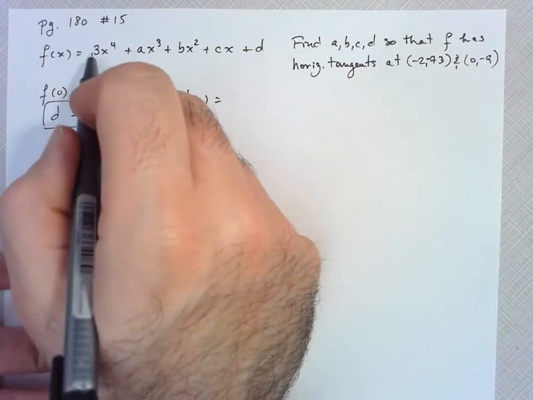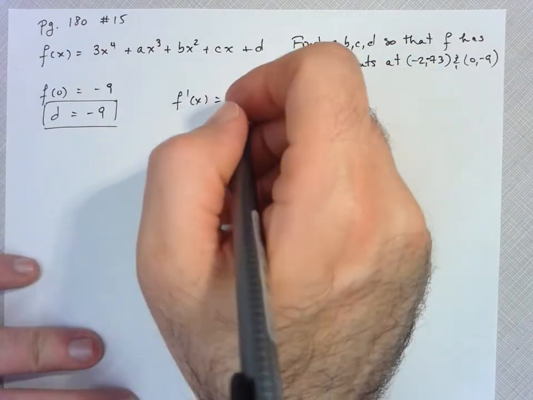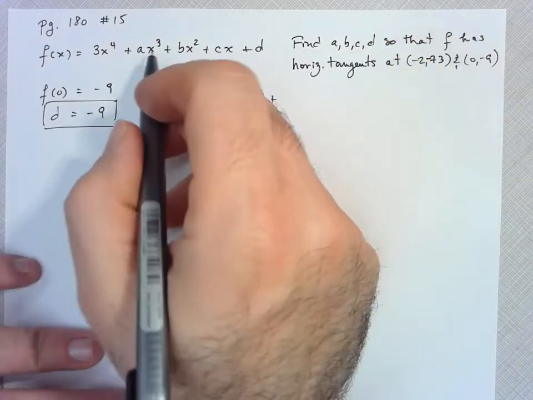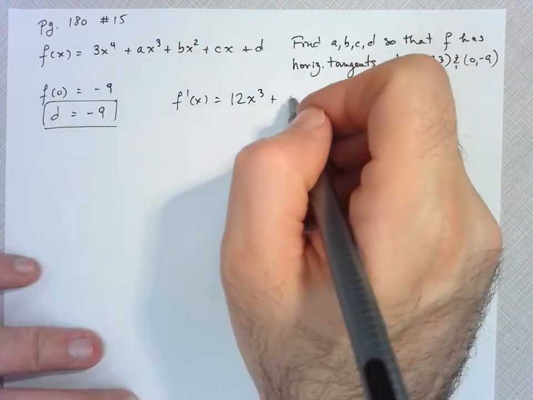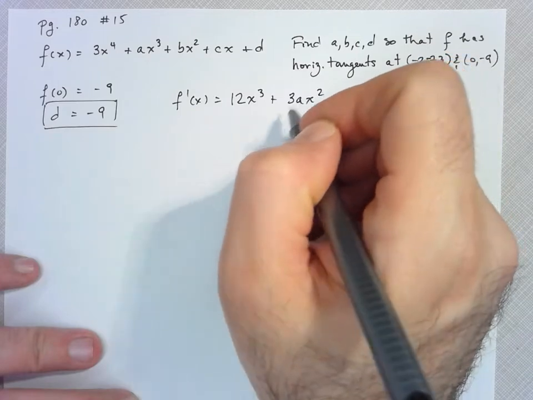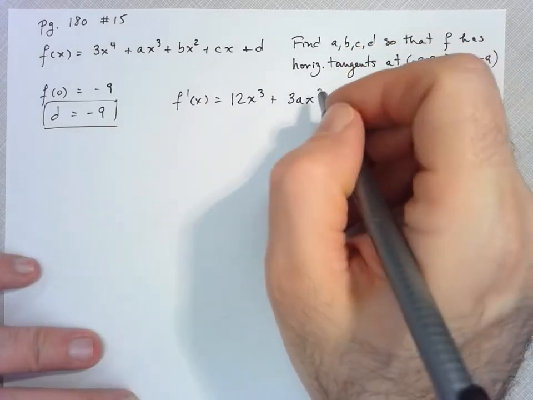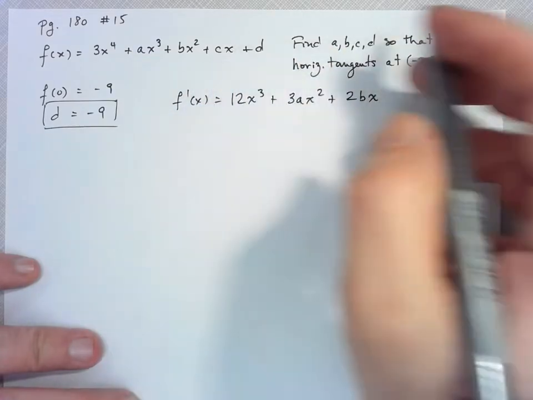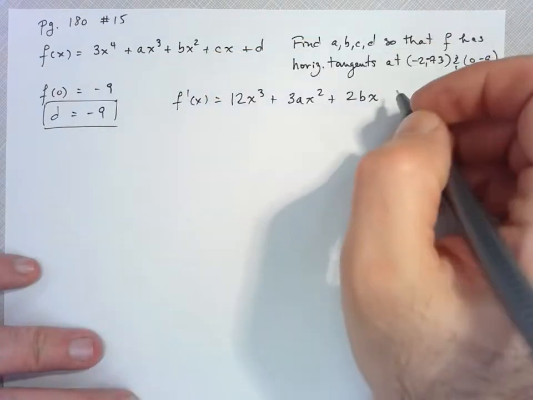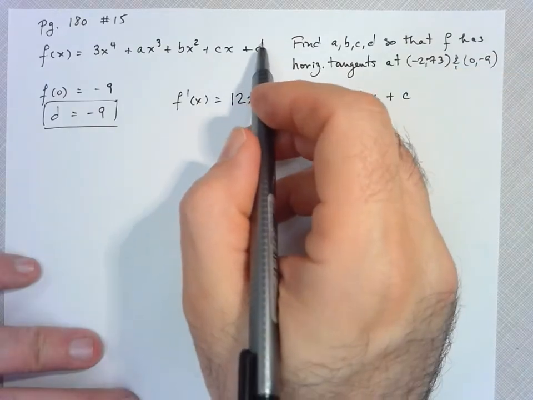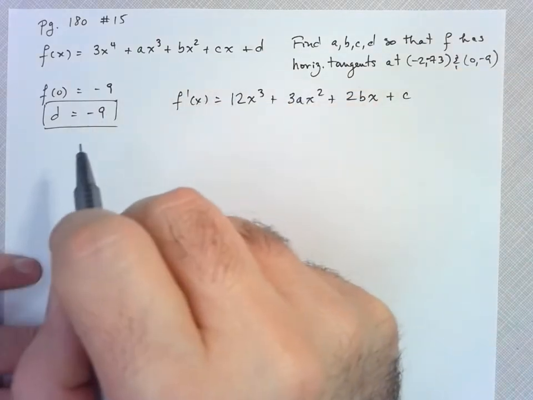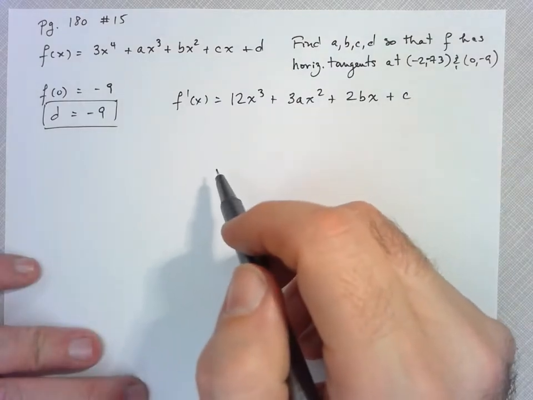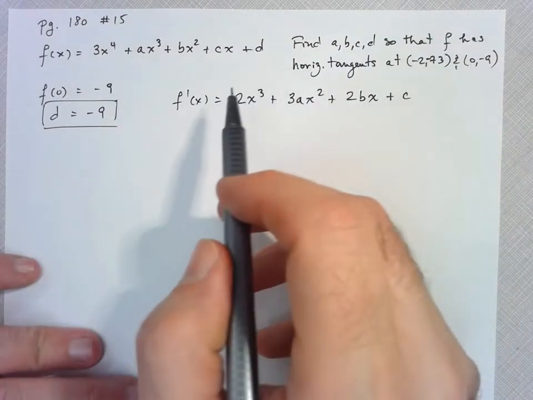So here we have 3 times derivative of x to the fourth, so 3 times 4x cubed, which gives us 12x cubed, plus derivative of x cubed is 3x squared, so we have 3ax squared, since a is just a constant. Okay, similarly here we have 2bx, then we have the derivative of x is just 1, so I'm just left with c. And of course the derivative of d, or -9, is just equal to 0 since it's a constant.